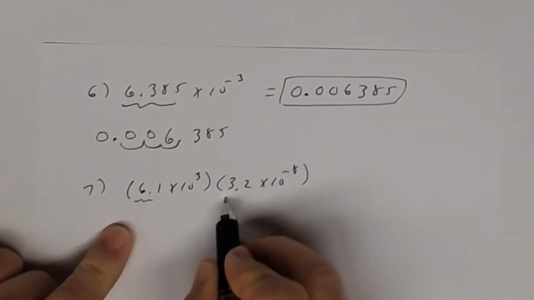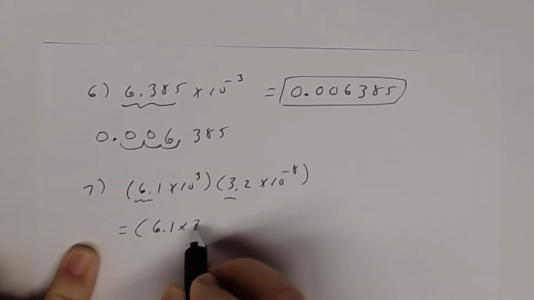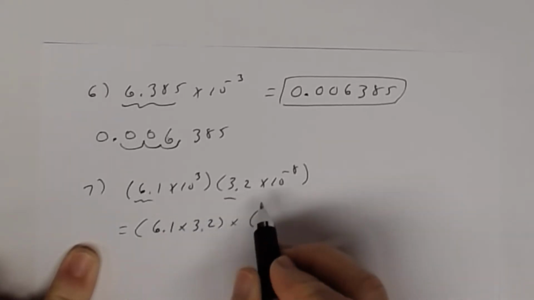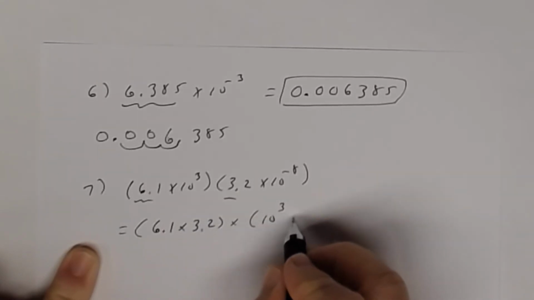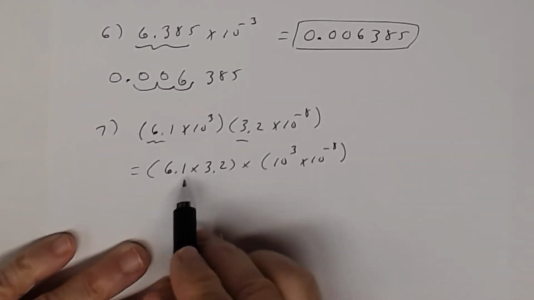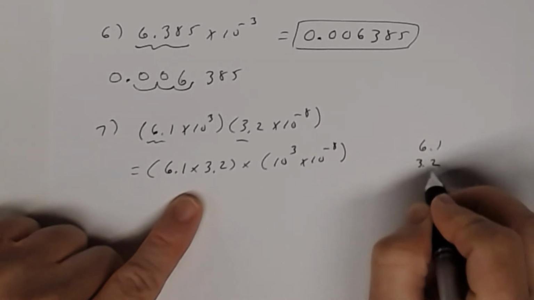So I'm going to put the coefficients together. So I'm going to say in parentheses 6.1 times 3.2. And then I'm going to put the powers of 10 together: 10 to the third times 10 to the negative eighth. And so I'm going to multiply the coefficients together now. So I have 6.1 times 3.2.